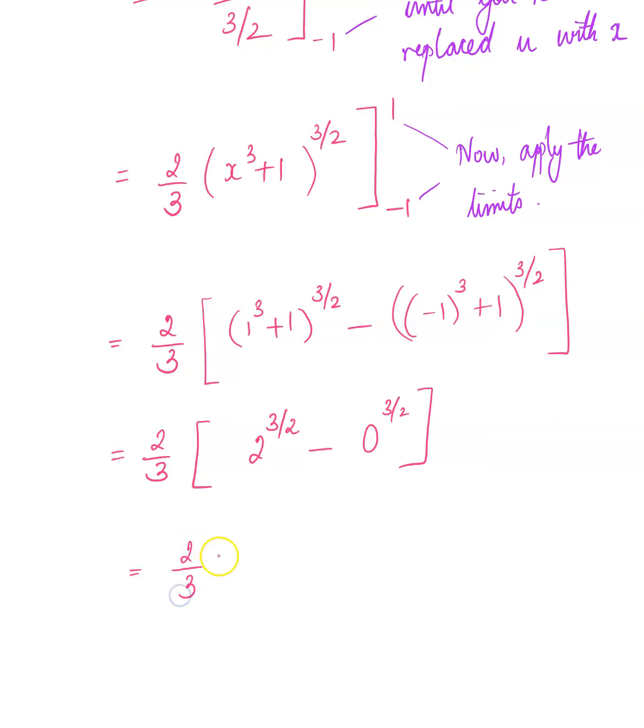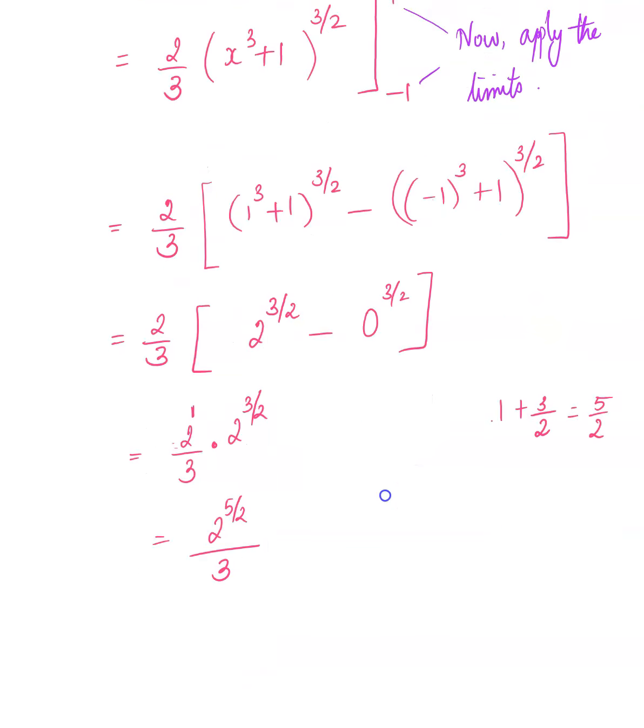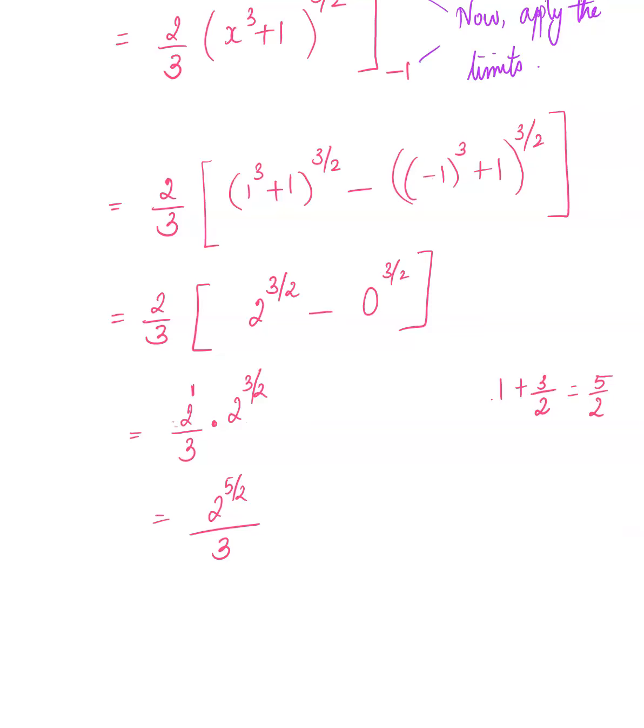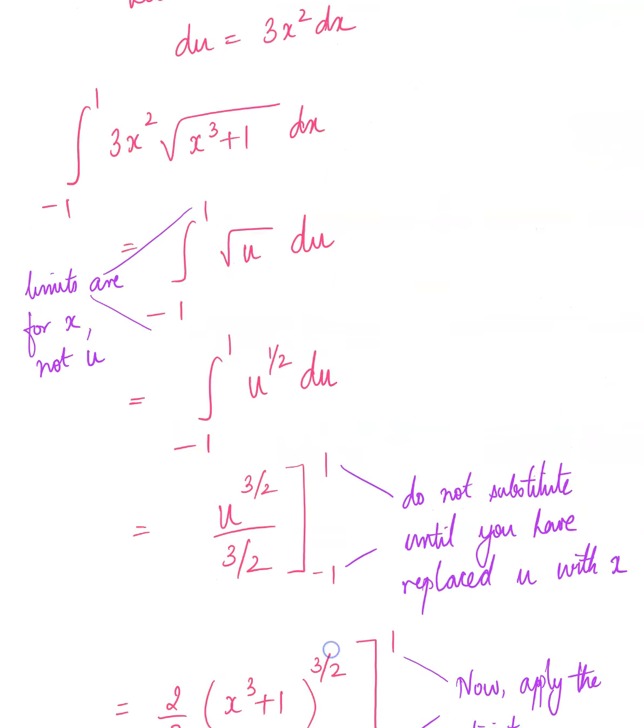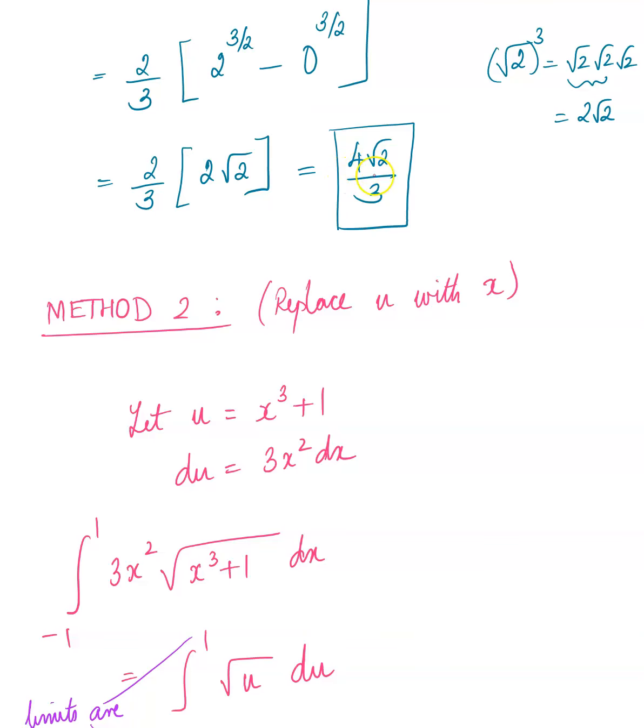2 over 3 times 2 power 3 over 2. There I showed you 2 power 3 over 2 as 2 root 2. Here I want to show a slightly different algebraic technique. It's not new. You've done this before. They both have the same base 2, so you can add the powers. So 1 plus 3 over 2 will be 5 over 2, right? So you get 2 power 5 over 2 all over 3. You can leave it like this, but it doesn't match with the answer back here, right? You want them to have the same answer, 4 root 2 over 3.